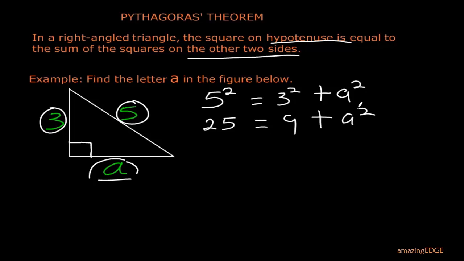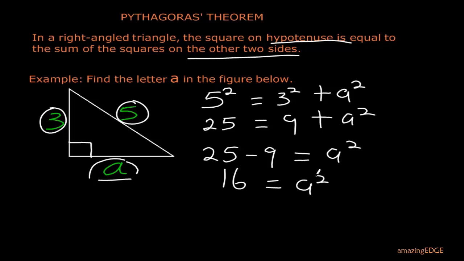So the only thing is we have to make A the subject of the formula. The next thing to do is to collect like terms. We can bring this 25 and 9 together on the left hand side, no problem. So we now have 25, and 9 crossing over the equality sign becomes negative. So you have 25 minus 9 is equal to A squared. Okay, and 25 minus 9 will give us 16. So here is 16, which is equal to A squared.